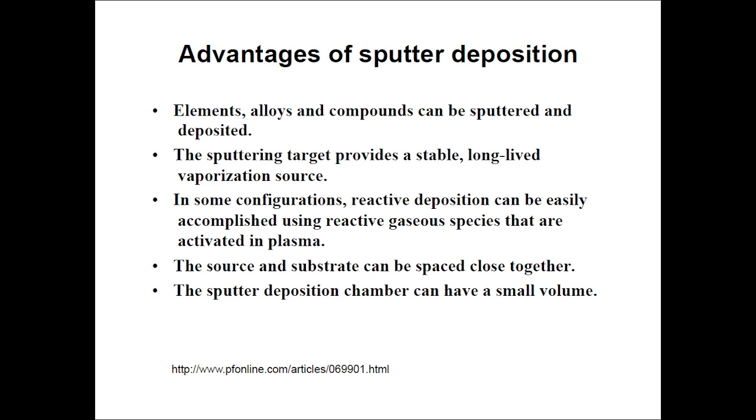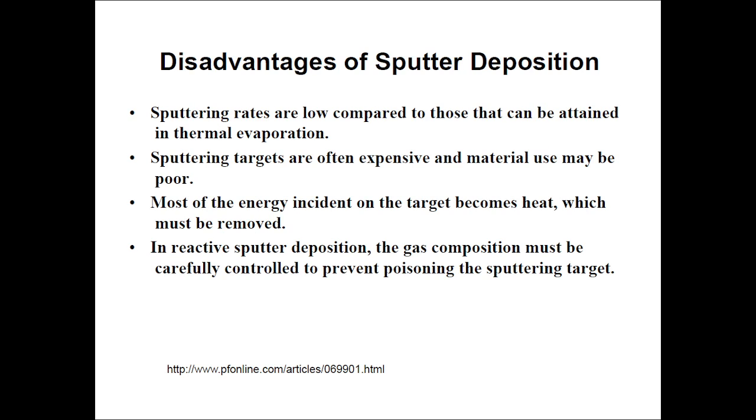And the source and the substrate can be spaced close together, and the sputter deposition chamber can have a small volume. Of course, when you talk about the disadvantages of sputter deposition, the sputtering rates are low compared to those that can be attained by thermal evaporation. We already said that in thermal evaporation you can achieve a high rate, and the sputtering targets are often expensive. The material use may be poor.